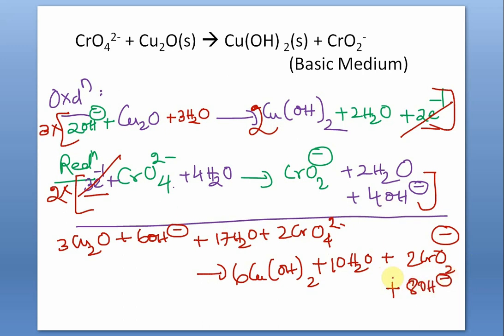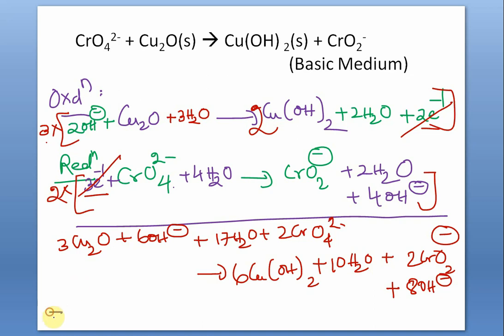Then let us simplify. Let us once again check. 3 Cu2O plus OH minus is 3 2s are 6. No OH minus on this side. 3 2s are 6 OH minus. But water on the LHS, so 3 3s are 9, 2 4s are 8, 9 plus 8, 17 water. And 2 chromate ion gives 3 2s are 6 cupric hydroxide plus 10 water: 3 2s are 6 water, 2 2s are 4 water, 6 plus 4, 10 water. And 2 chromite ion and 4 2s are 8 OH minus ion. Then finally let us simplify.